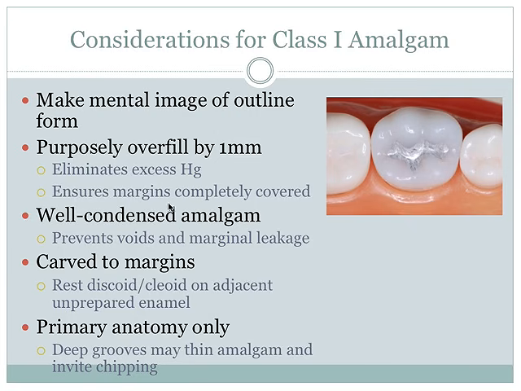You want to condense the amalgam really, really well. This prevents voids and marginal leakage. You want to carve to the margins of your outline form. And you can use a discoid cleoid instrument, rest on adjacent unprepared enamel, and then slowly scrape away the material until it matches where the tooth is.